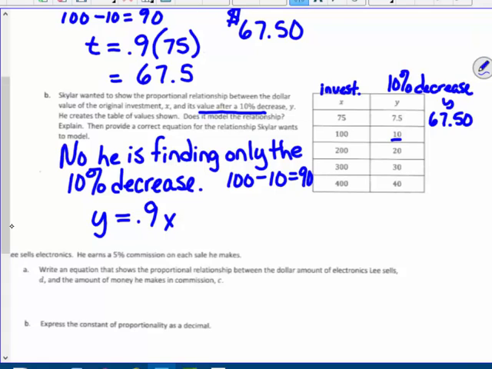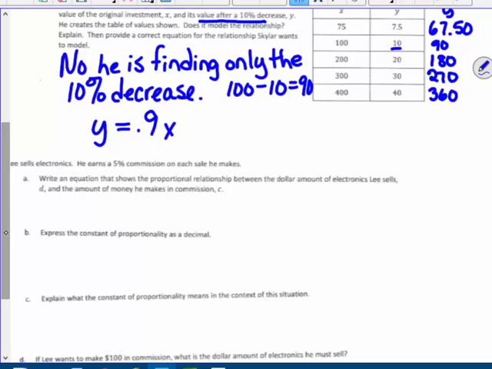So if I do 90% of 100, yep, I'm going to get $90 here. If I do 90% of 200, I'm going to get $180. If I do 90% of 300, I'm going to get $270. If I do 90% of 400, I'm going to get $360. That's what the table that he should have made looks like. So using that equation, he would get that table.